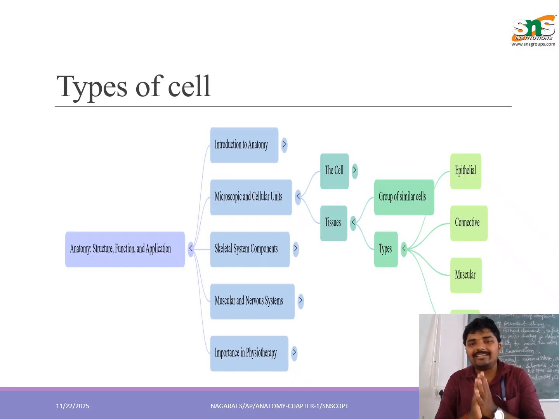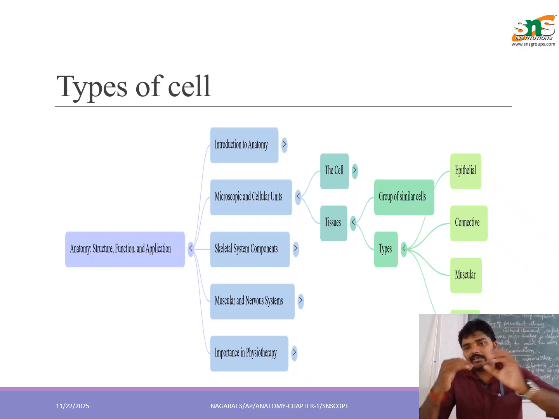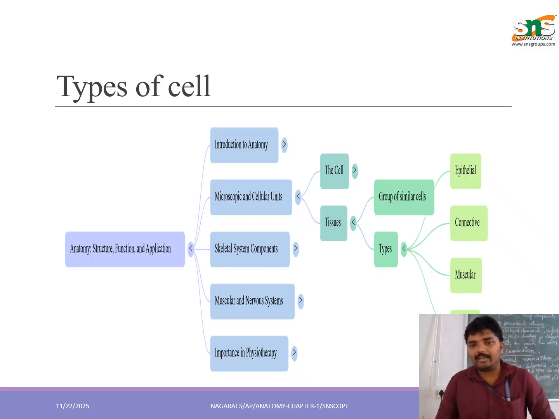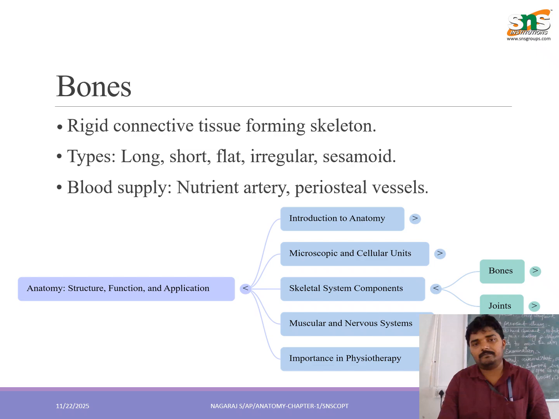Then you will go for the group of similar cells and their types. A group of similar cells are organized systematically with other cell groups. That is a group of similar cells. The types are epithelial lining, connective tissue, muscular lining, and nervous tissues.